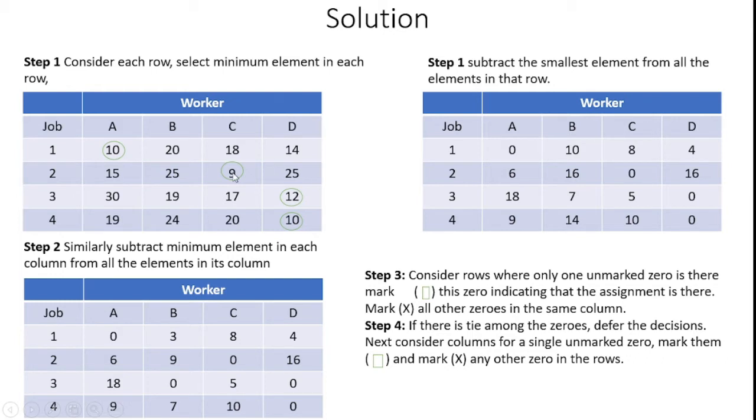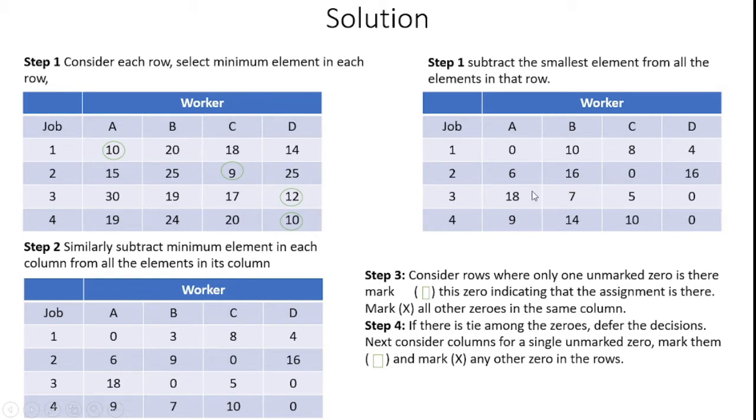After that, I do the same for the second row. The second row minimum element is 9. Here 15 minus 9 is equal to 6. 25 minus 9 is equal to 16. In the third column of the second row the value is 9, so 9 minus 9 is equal to 0. 25 minus 9 is equal to 16. Similarly, I perform the same for the other rows, the third and fourth.